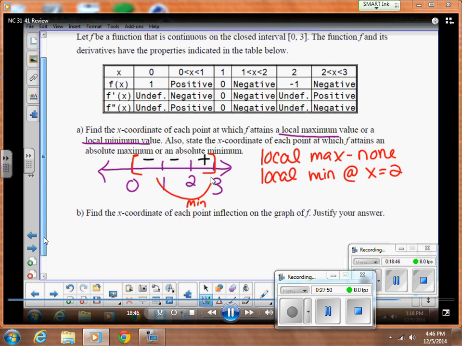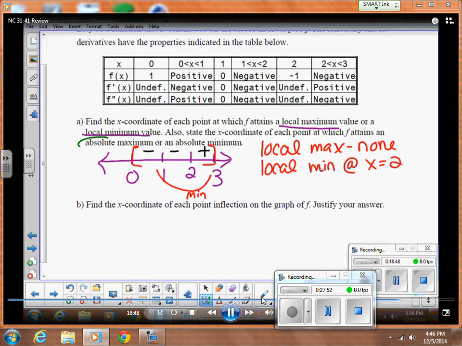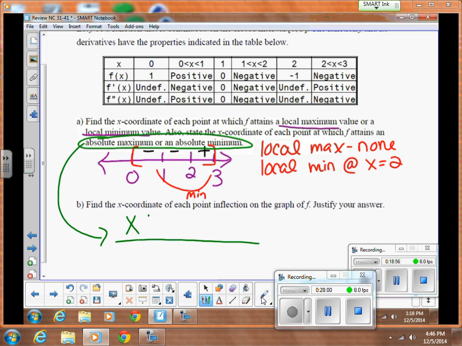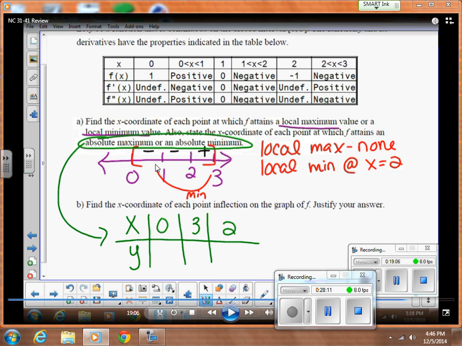Now, the second part of this problem says, also state the x-coordinate of each point at which f contains an absolute max or min. The difference between local and absolute is that for absolute, I have to include the endpoints. So my endpoints were 0 and 3, and my critical number is 2. I'm not putting 1 in here because there's not a change in sign. We already established that there's no max or min happening at 1. Okay?